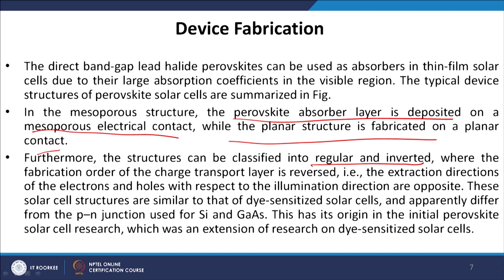The solar cell structures are similar to those of dye sensitized solar cells and apparently differ from the PN junction used for silicon and gallium arsenide. This has its origin in the initial perovskite solar cell research, which was an extension of research on dye sensitized solar cells. So, this is a very interesting story.